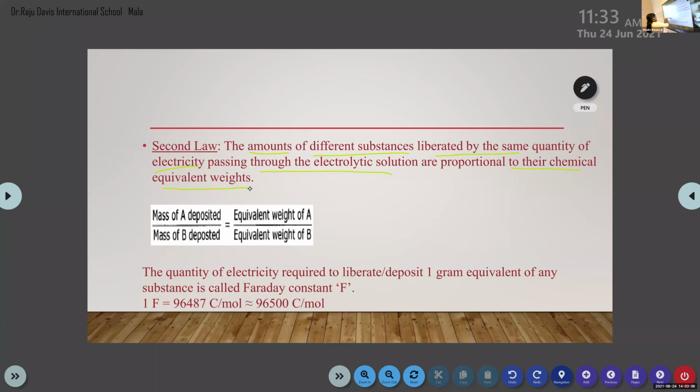So you can write it as mass of A deposited, where A means any substance, divided by mass of B deposited, is equal to the equivalent weight of A divided by the equivalent weight of B. That means it is proportional to their chemical equivalent weights.